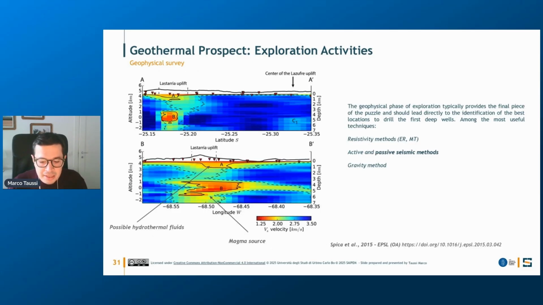Second, passive seismic methods do not rely on a controlled source. Instead, they use natural or anthropogenic microseismicity to assess fluid movement, often associated with the dynamics of geothermal fluids.